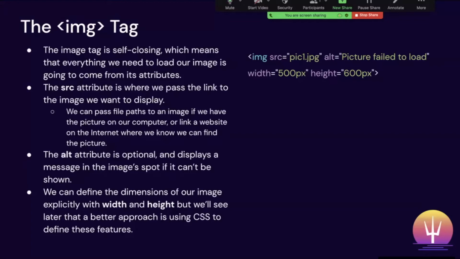The width and height are optional if we want to force the dimensions to be some specific value, and then we could also pass an alternative attribute to display some text if the image fails to load.